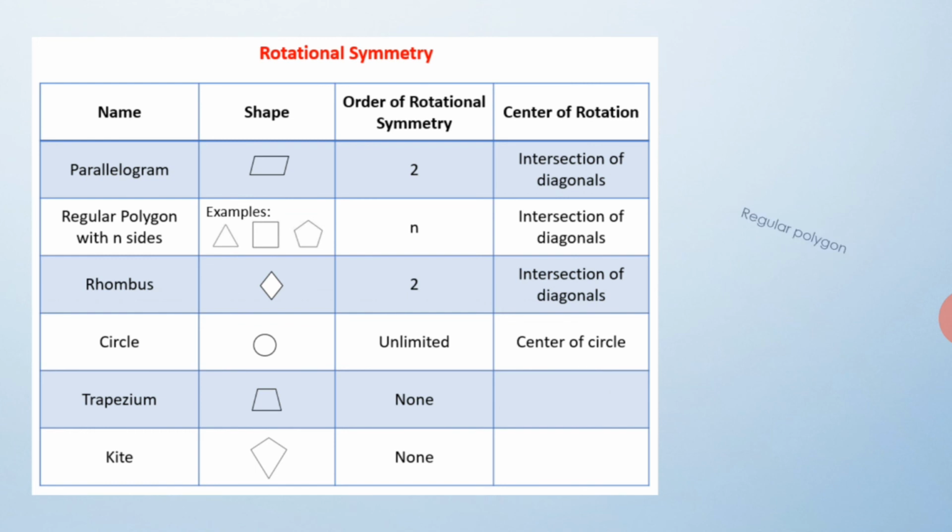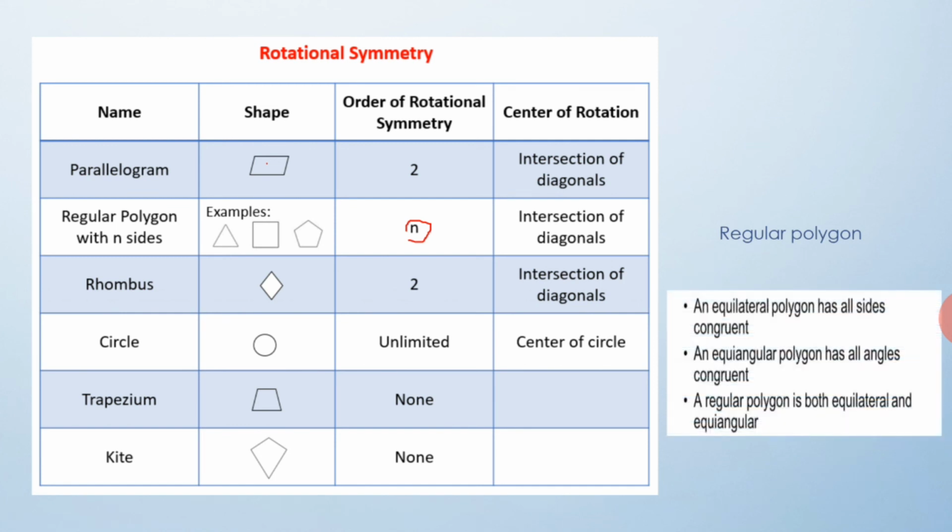What about a regular polygon with n sides? An equilateral triangle, square and pentagon are given as examples of regular polygons. So, the order of rotational symmetry will be n, that means the number of sides. What about the center of rotation? Here again, it is the intersection of diagonals. Clear? What about the rhombus? The rhombus has order of rotational symmetry 2. The center of rotation is the intersection of diagonals.